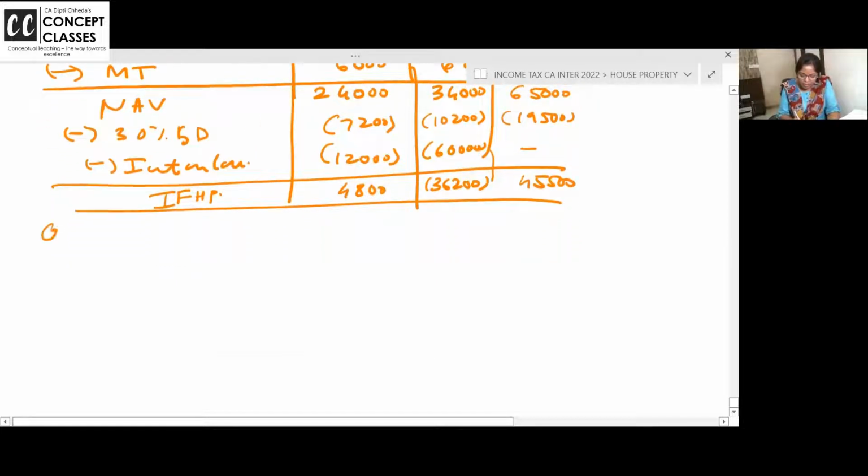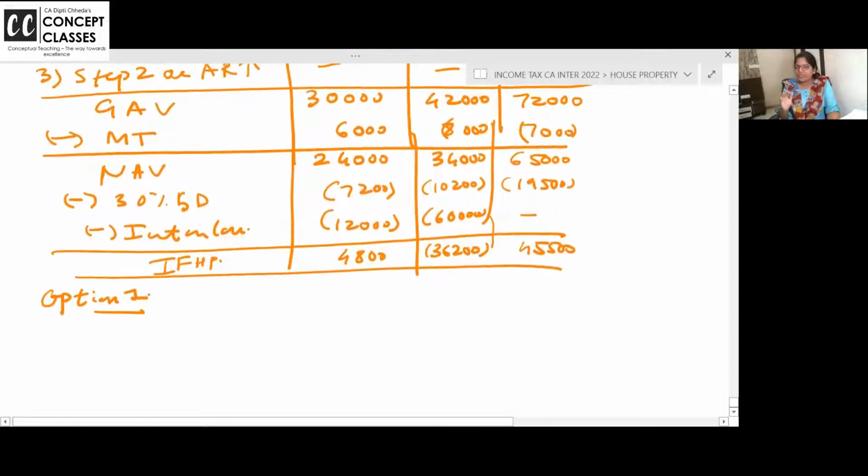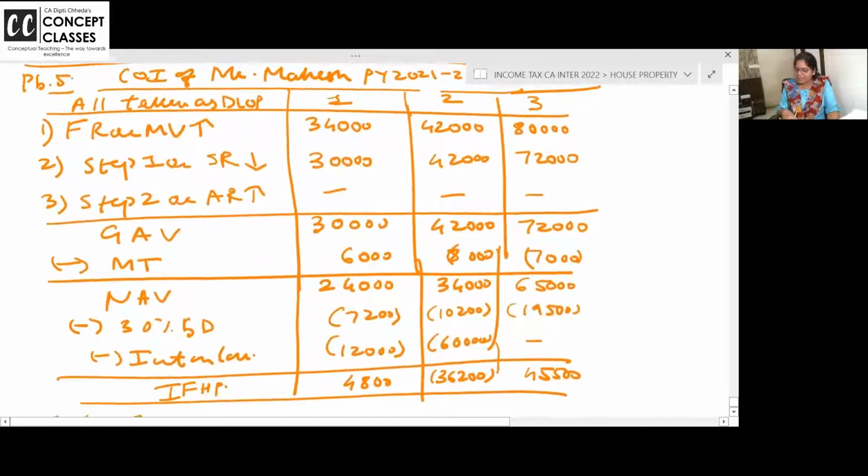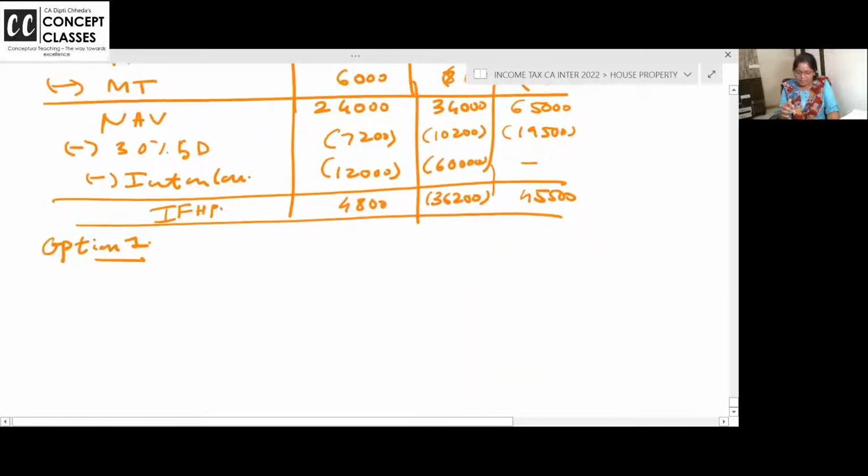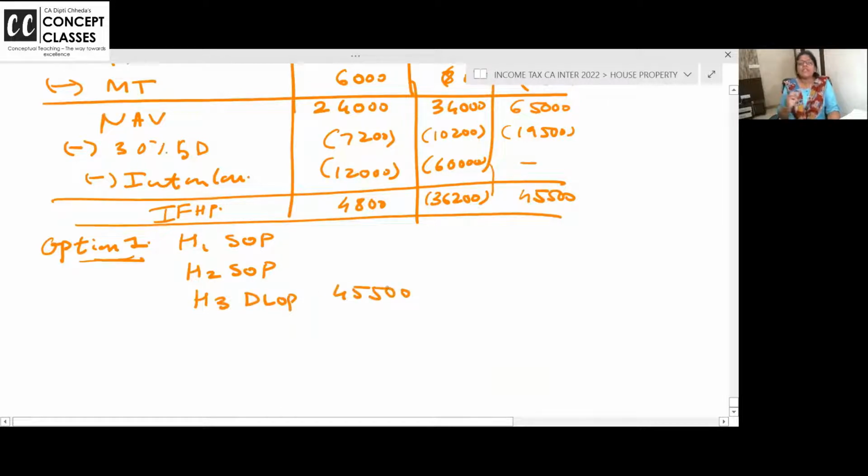चलो, now we'll go for option 1. I hope you are doing. I am doing it now in a shortcut way. While I was teaching, I was doing it एक एक के बाद. आज मैंने तीनों एक साथ कर दिया. This is the way you can do it in exam. Option 1. House 1 self-occupied. House 2 self-occupied. House 3 DLOP. So if house 3 is DLOP, 45,500 is the income. Is my speed fine? Are you able to write it?